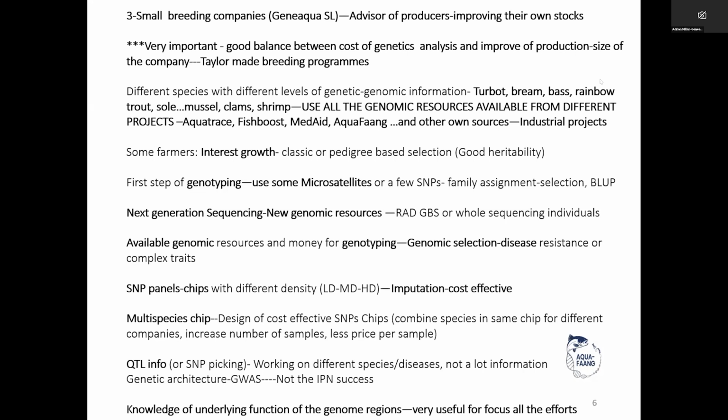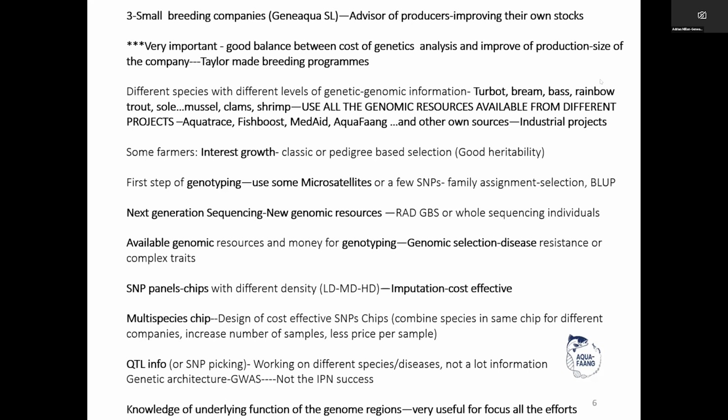But for the future, it's also very important to be cost effective, and so we are trying to get different panels or chips of SNPs with different density: low density, medium density, high density, using imputation, no? And then you could do the high density genotyping with the parents, and low density with the offspring plus imputation, because it's very, very important for the companies to save budget and use more individuals than they could otherwise afford.